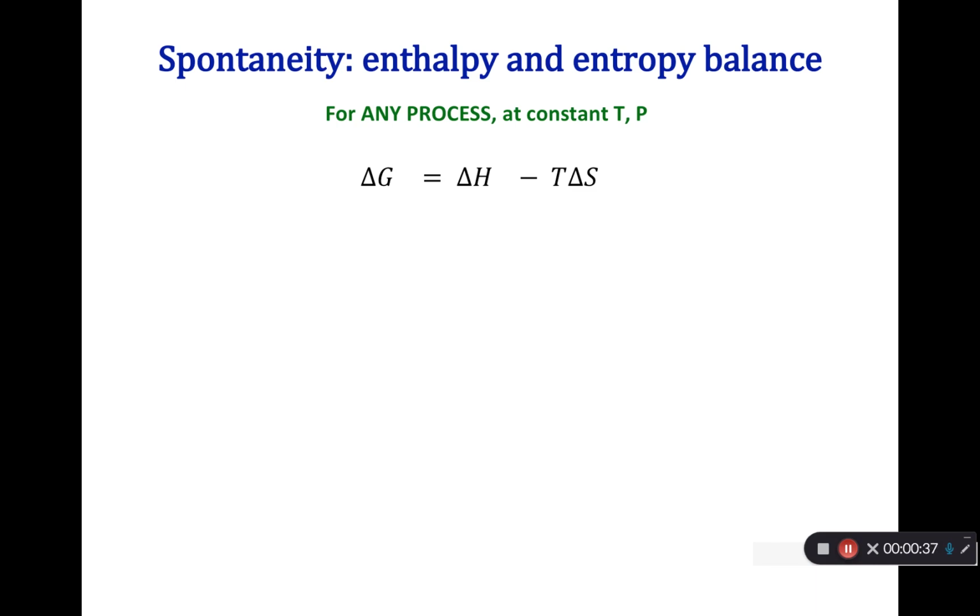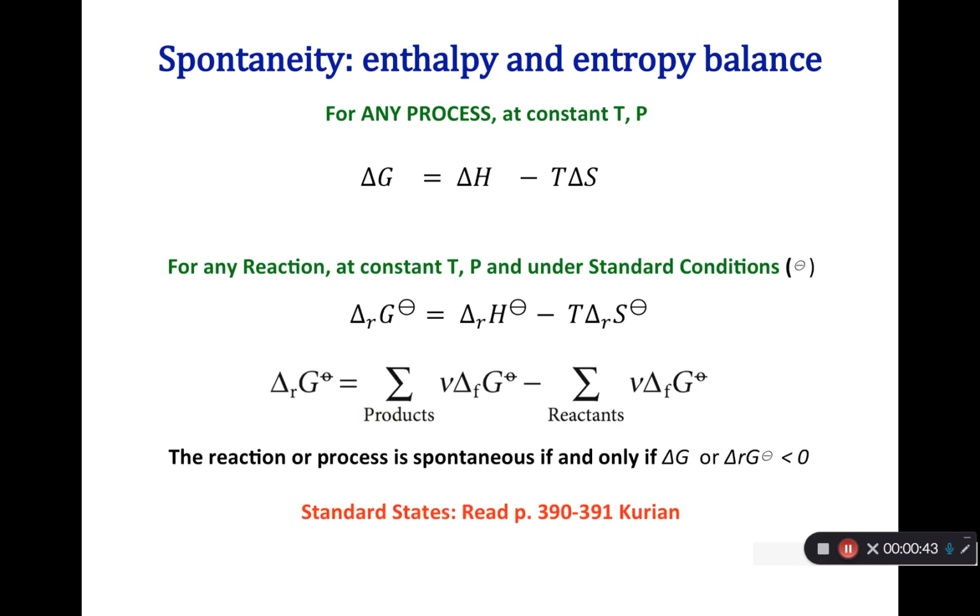So we know that for any process at constant temperature and pressure, the value of delta G determines the direction of spontaneity. Similarly, for any reaction at constant temperature and conditions, under standard conditions, I will define standard conditions a little bit later, but this is also described in pages 390 and 391 of Kurian very nicely. But what you have here on the left hand side is the standard reaction Gibbs free energy. R represents reaction. This symbol represents standard.